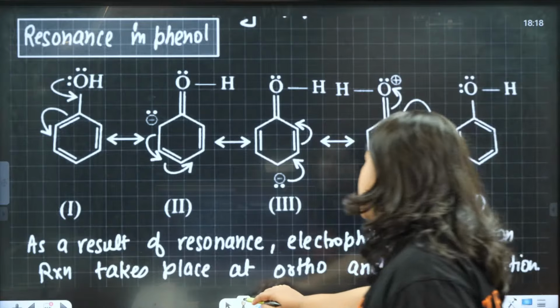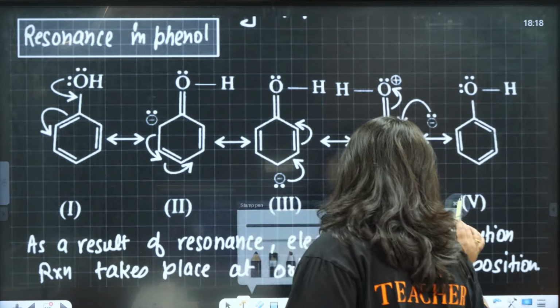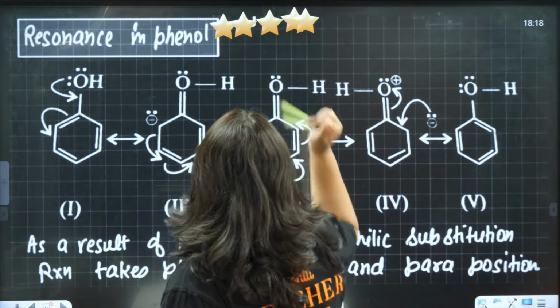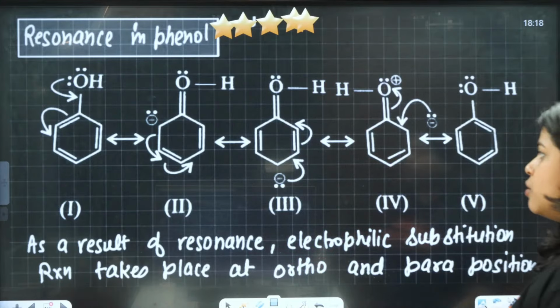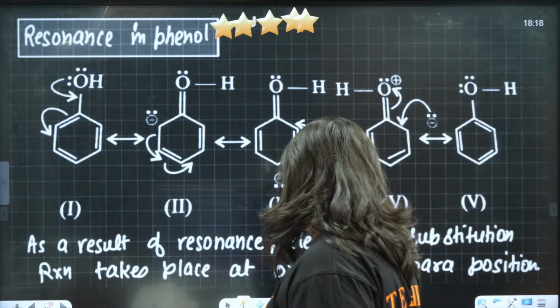Resonance in phenol is fixed, guys. They ask this for 2 marks. Resonance of phenol is fixed. Consider properly how the resonance of phenol happens.